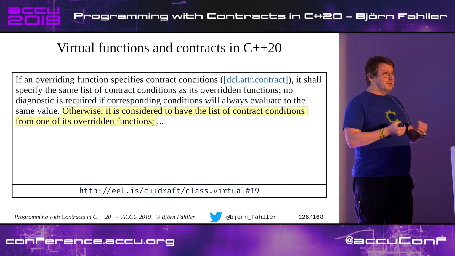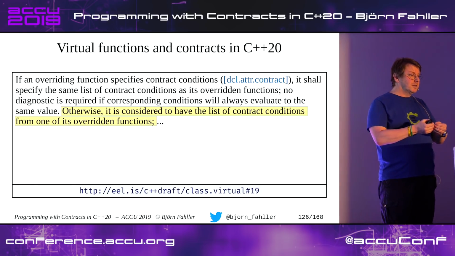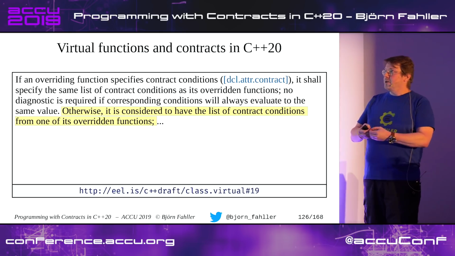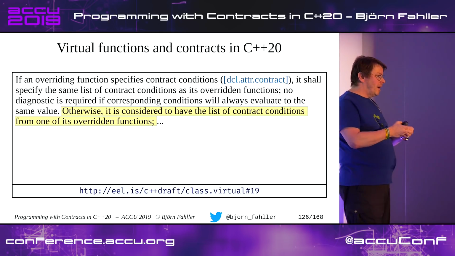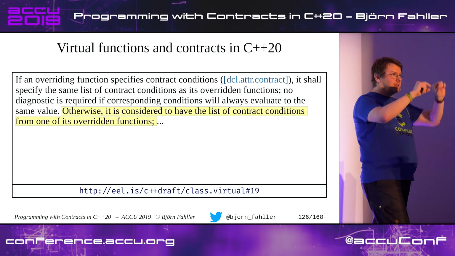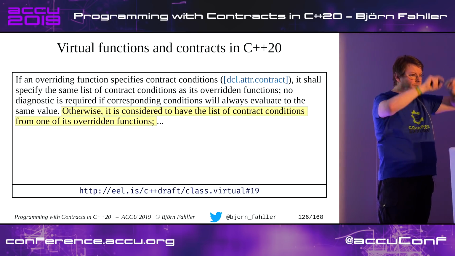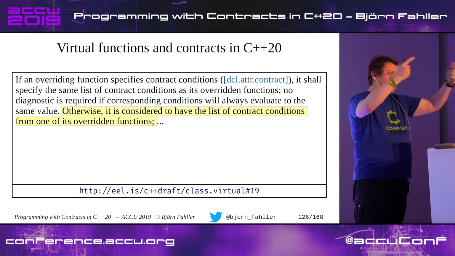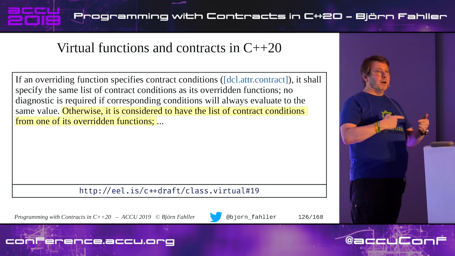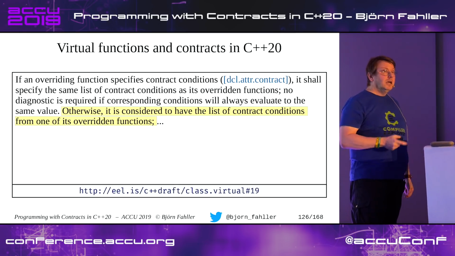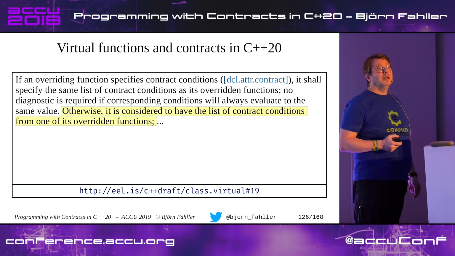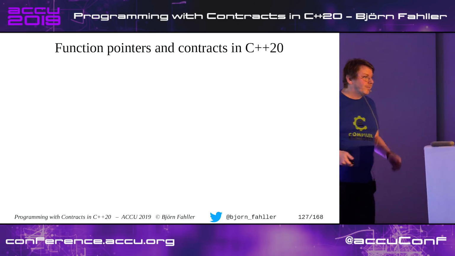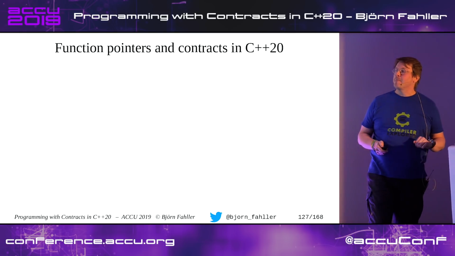Otherwise, it is considered to have the list of contracts from one of its overridden functions. So my interpretation of this is that you may write exactly the same contract again, or you may write absolutely nothing at all, in which case you inherit the contract, or you have a malformed program. Alistair? Okay. Function pointers and contracts.